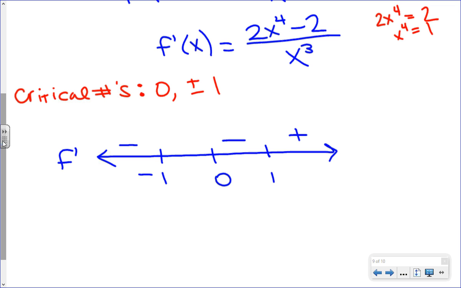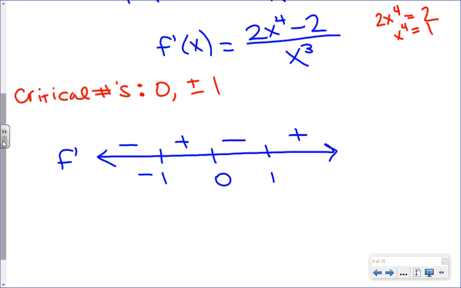Now here's what's nice. We can choose -1/2, and the calculations are going to be similar. We would still have a negative numerator, right? But then -1/2 cubed would be negative. Negative divided by a negative would be positive. You can see a pattern of negative and positive.